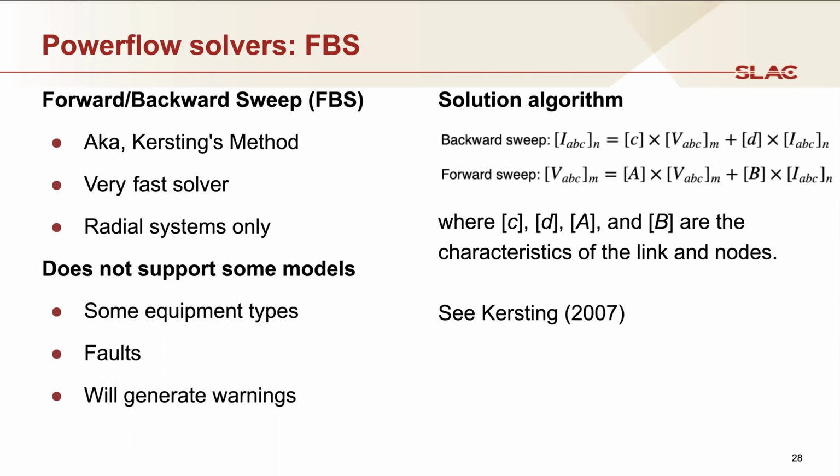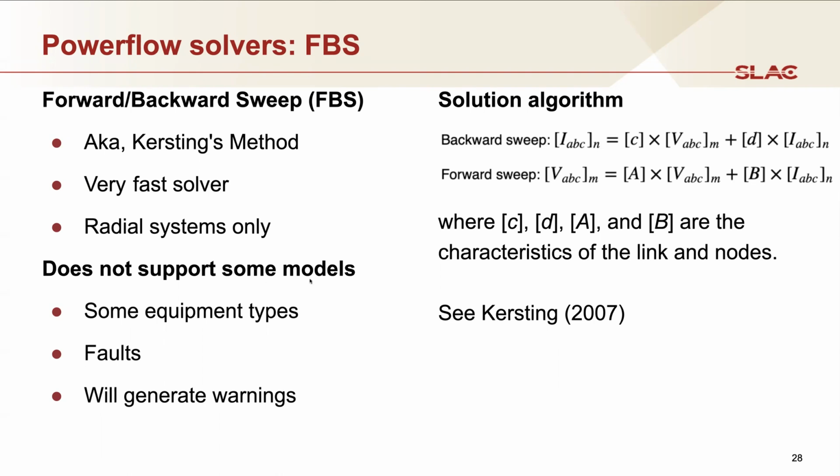So if you have a network where the switches have been opened such that the system appears to be physically radial anyway, you can use a forward backsweep solver and it will work correctly. But if you were to close any of the switches and create, for example, lateral flow between two radial branches of the network, then the method won't work correctly.